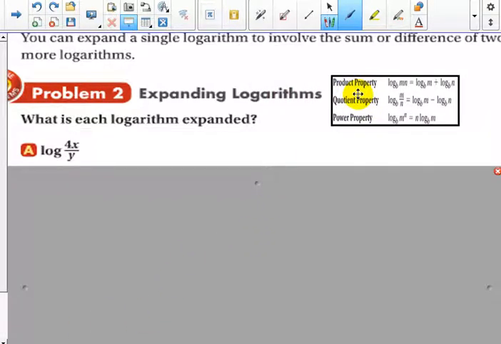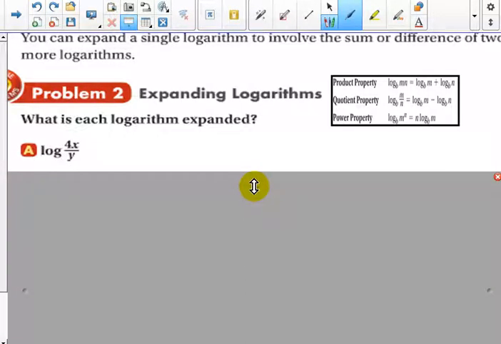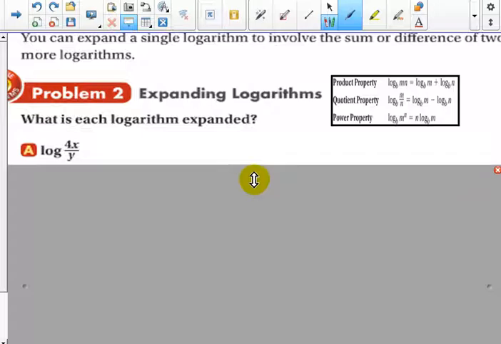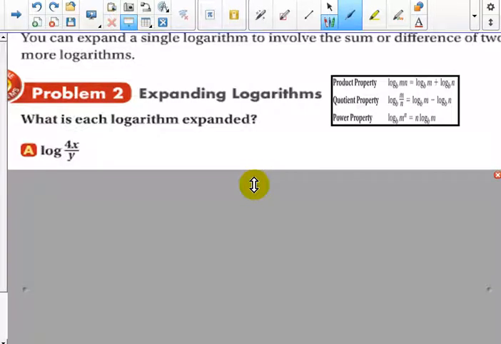In problem 2, it says you can expand a single logarithm to involve a sum or difference of 2 or more logarithms. Oh, so we're going to have multi-step things going on. So now it says, what is each logarithm expanded? Now we're going to expand it. They're giving us the single, and we're going to expand it into more than one.